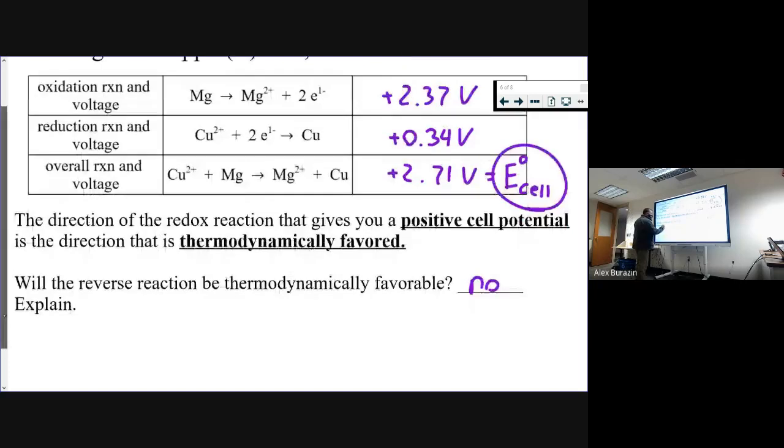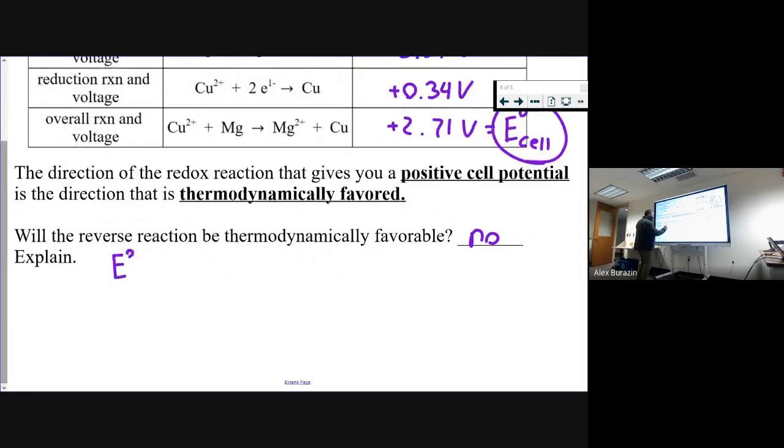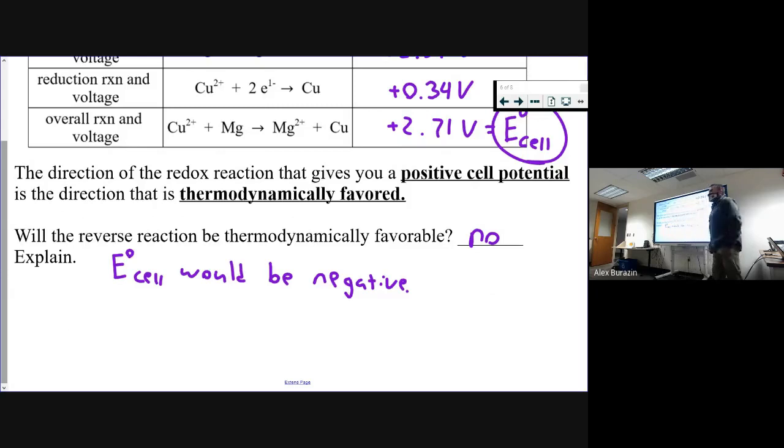The explanation here, the standard cell potential would be negative. Okay, if I flip the whole thing, my cell potential is now negative. And that means that my battery's not going to work.